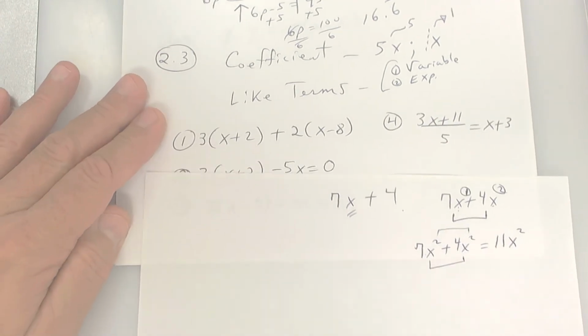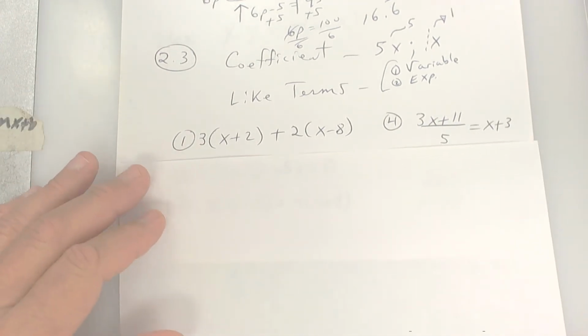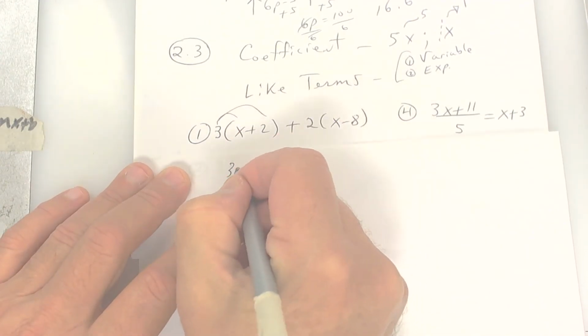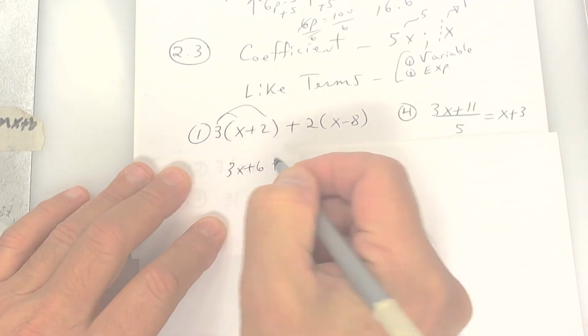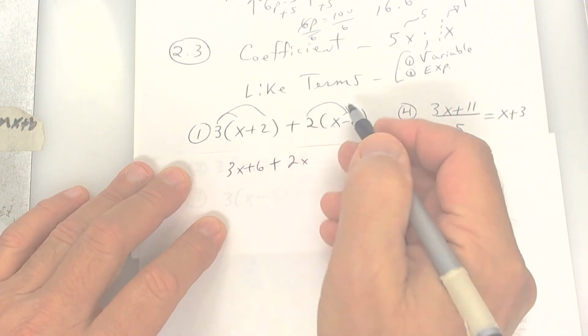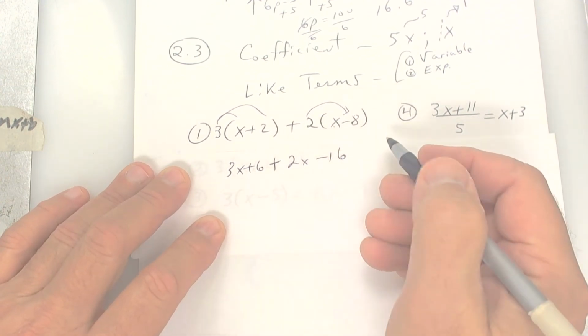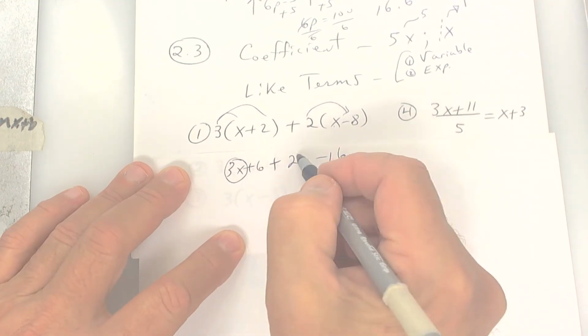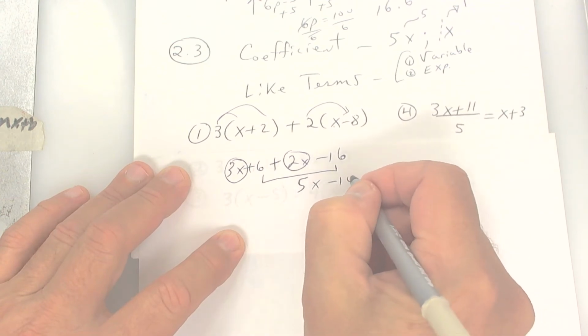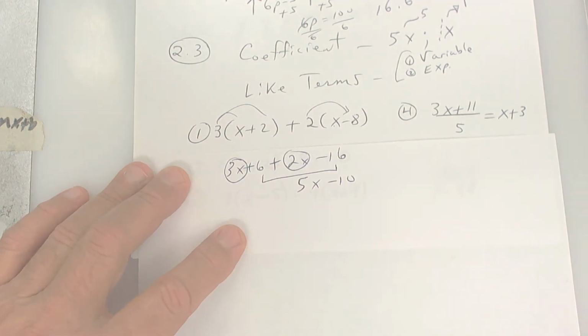All right, let's go on. This one right here you have to distribute. So it's going to be 3x plus 6 plus 2x, and then that's going to be minus 16. So you're going to combine like terms. 3x and 2x makes 5x, and then this one and this one makes a negative 10. Make sure you understand that.